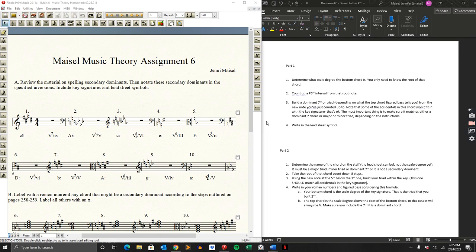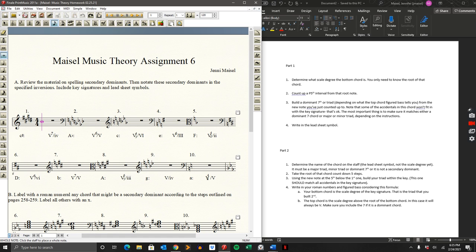Hey guys, so today I wanted to go over secondary dominants. These are really a lot less complicated than you might think. Unfortunately, I am super limited on time today, so I'm only going to go over one of each type of problem. But that being said, if you follow these steps, you will be good to go for any single one of these problems because it's all pretty much exactly the same thing. So let's go ahead and jump into it.